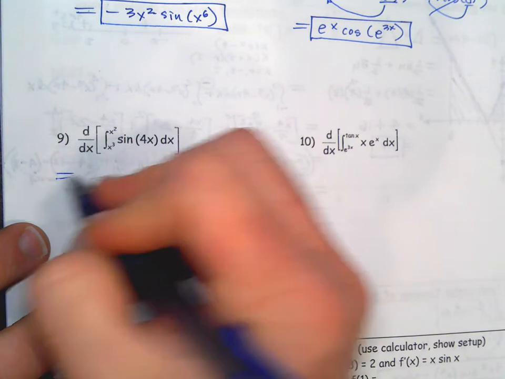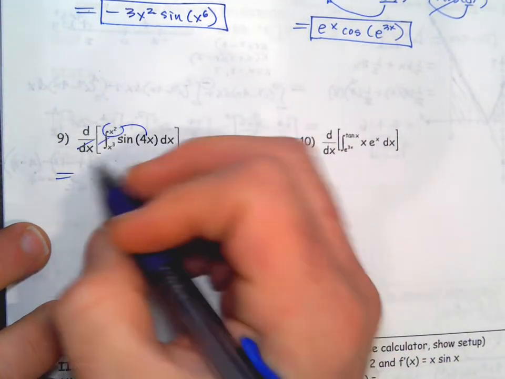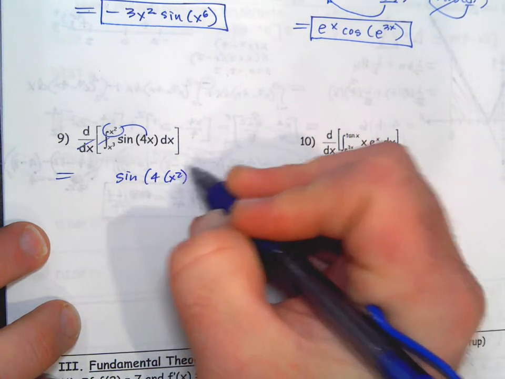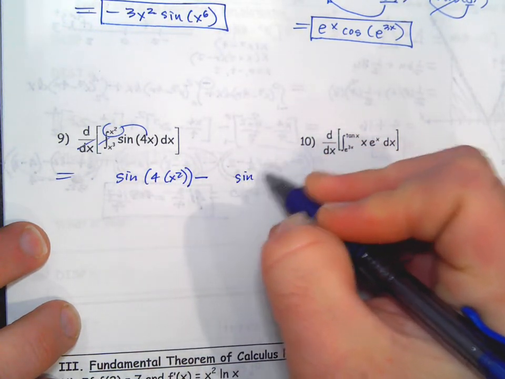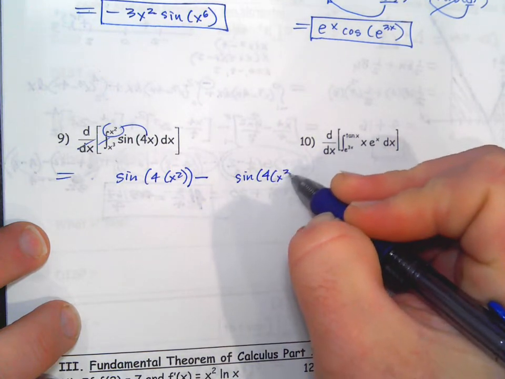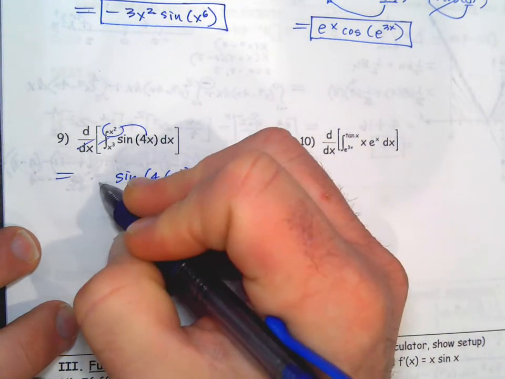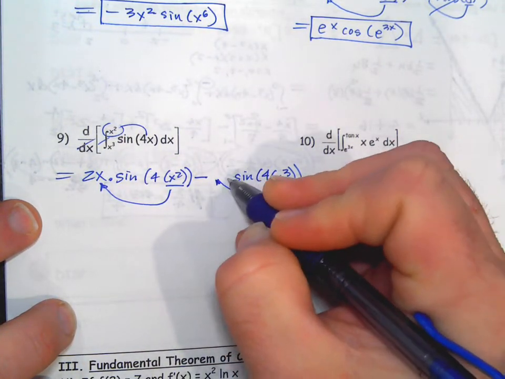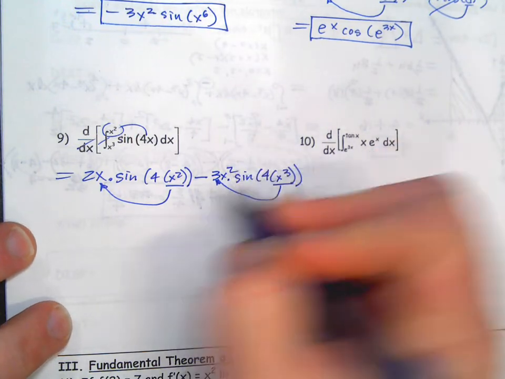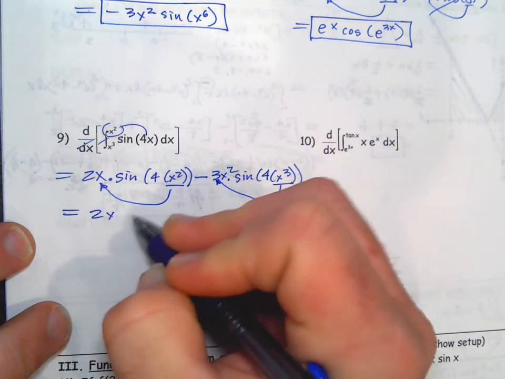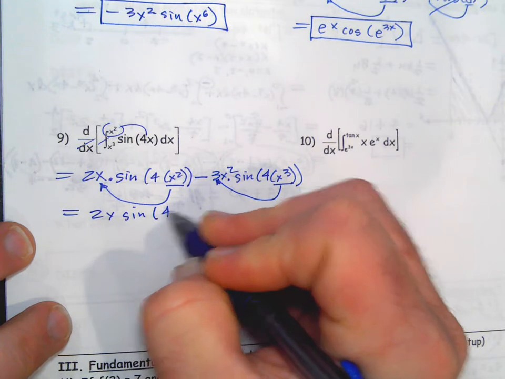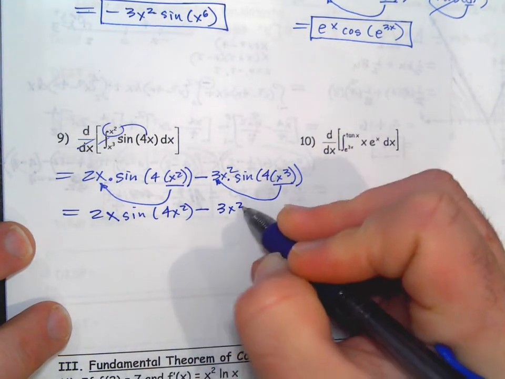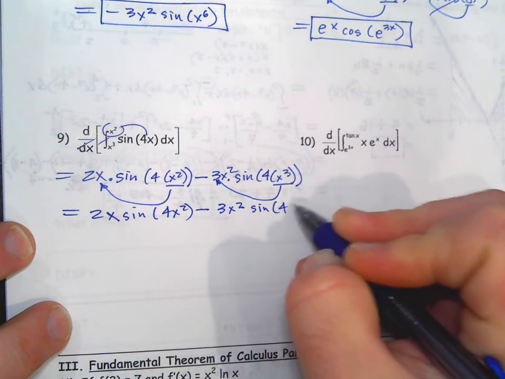Okay, this one here, those are going to undo each other. We're going to plug the top in first. So we're going to get sine of 4x squared minus sine of 4x cubed. Then we've got to multiply by the derivative of what's inside. Chain rule, 2x. Just what we plugged in. Everything else has been taken care of. 3x squared. So this is going to be 2x sine 4x squared minus 3x squared sine 4x cubed.